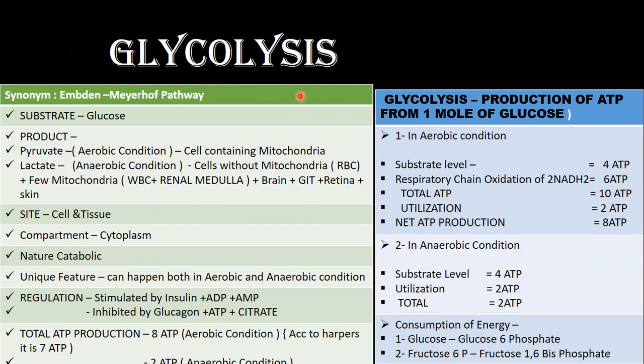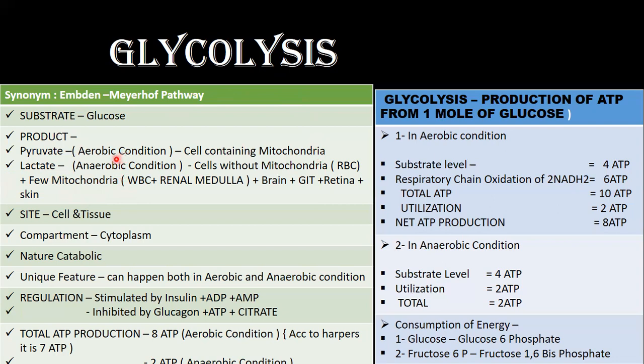Glycolysis is basically the oxidation of glucose or glycogen into pyruvate in the condition known as aerobic, and lactate in the condition of anaerobic, with the production of ATP. The complete process is known as glycolysis. When we talk about the two processes, aerobic is the presence of oxygen and anaerobic is the absence of oxygen, and the products are pyruvate and lactate.